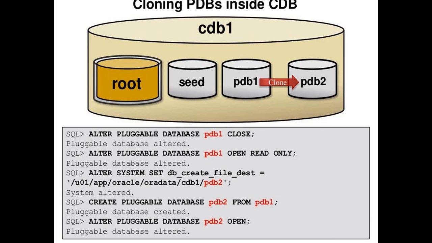Now you are going to create pluggable database 2 from pluggable database 1. You just need to specify the location of the files which will be created inside PDB2. PDB1, for example, contains the following tablespaces. By default PDB1 is created from the basic seed.